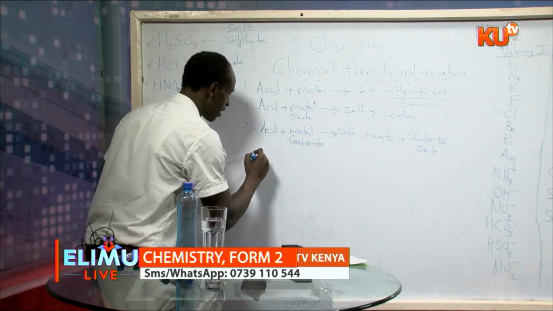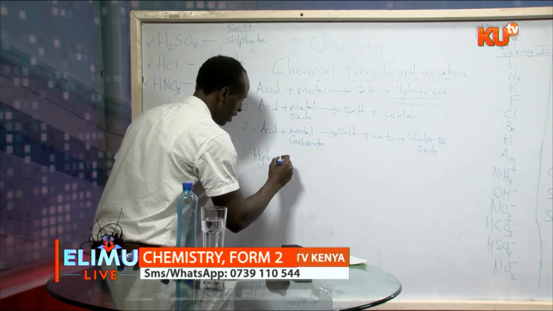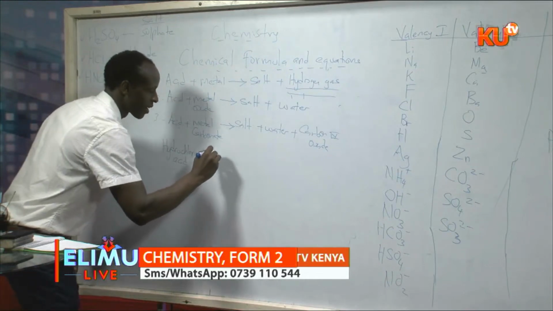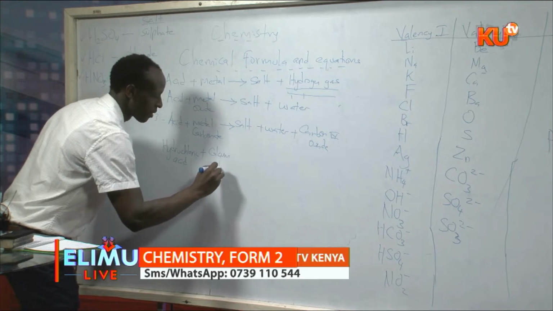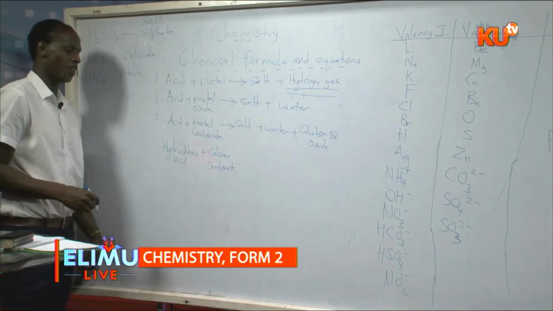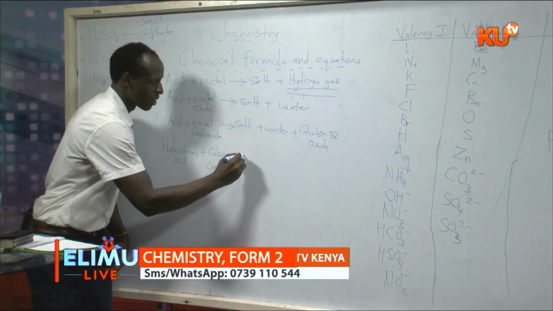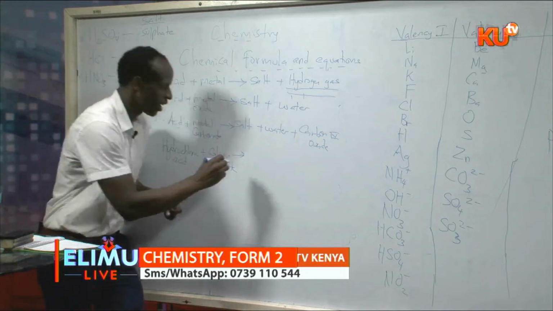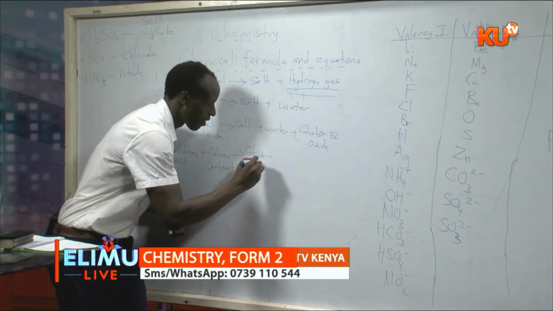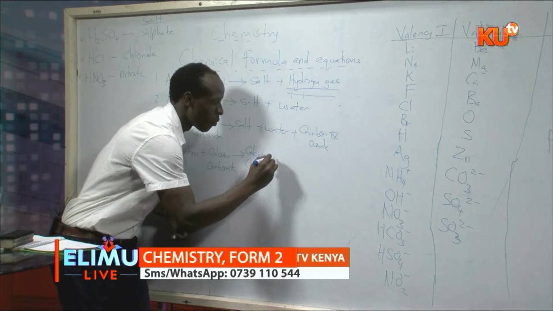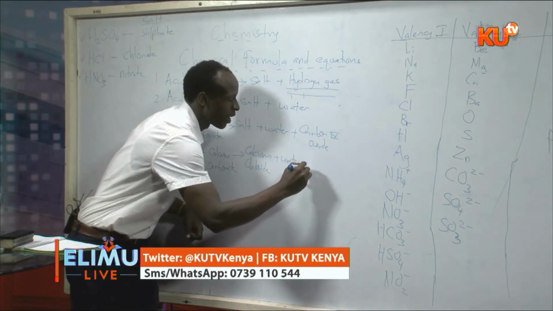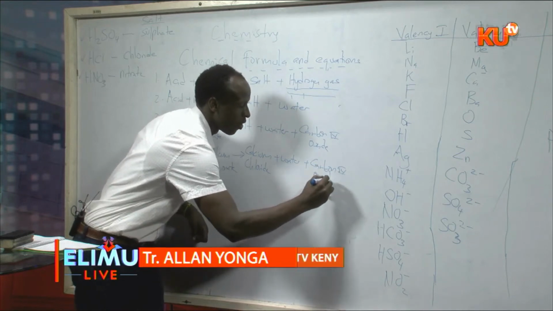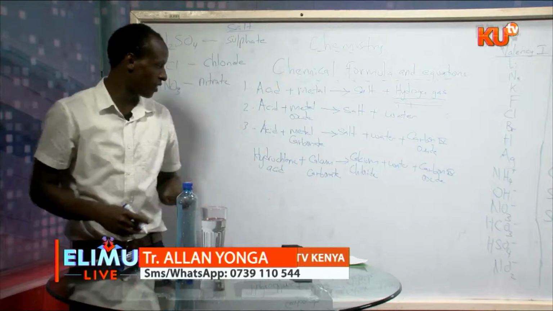So then you take hydrochloric acid plus calcium carbonate. If you have hydrochloric acid plus calcium carbonate, the salt will be calcium chloride, because hydrochloric is chloride. So calcium chloride plus water plus carbon 4 oxide. That's our word equation. Let's look at the chemical equation.